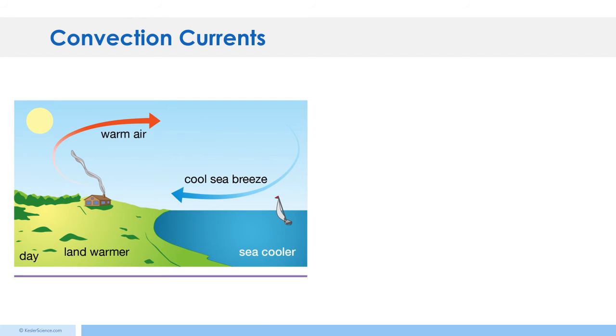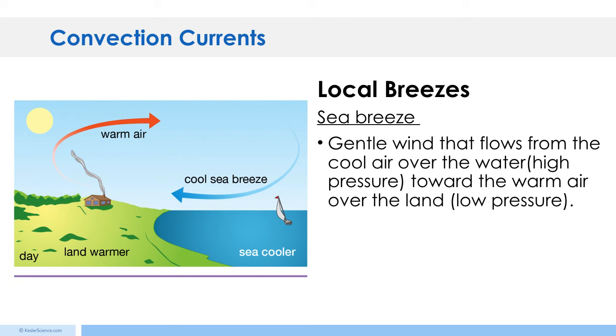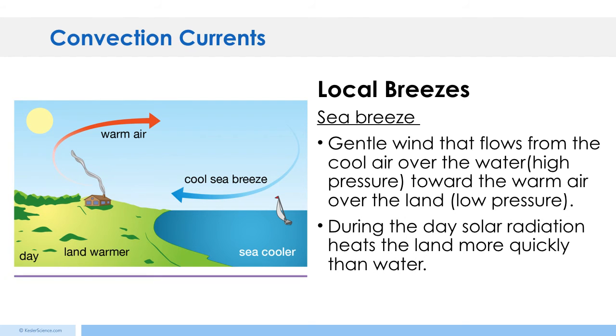So, the first thing we're going to talk about are our local breezes. There are a couple of different kinds of local breezes. We can get a sea breeze, which, as it sounds, is a breeze that comes in off of the water towards the warm air. During the day, the heat from the sun heats the land up more quickly than the water, so you've got a little bit of a temperature difference between the two. The cool air comes in, the warm air goes out.